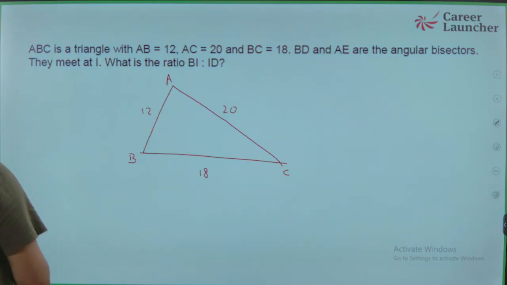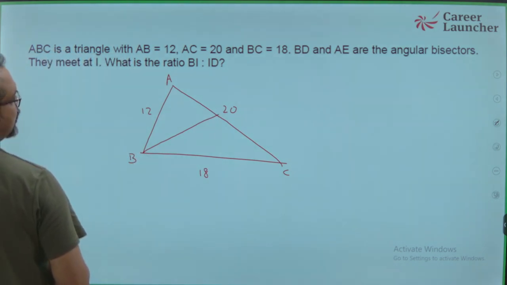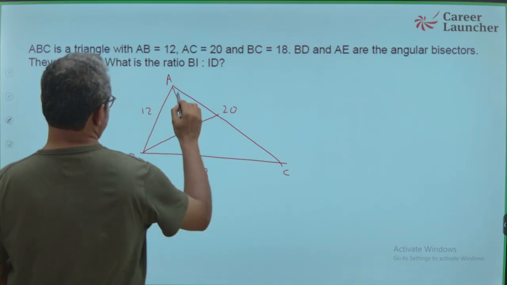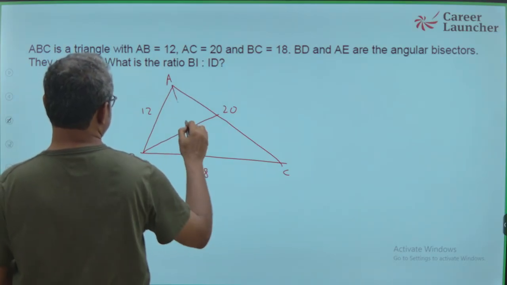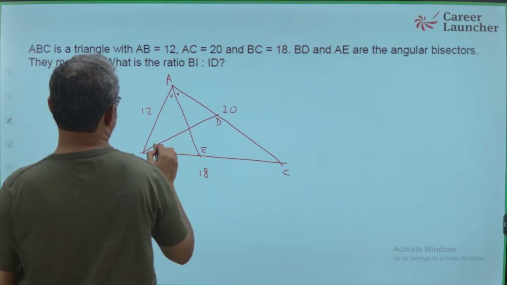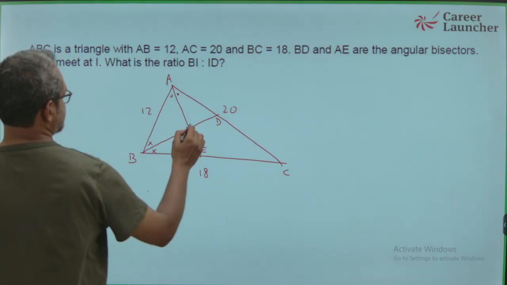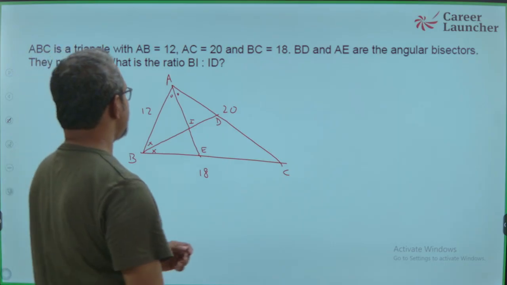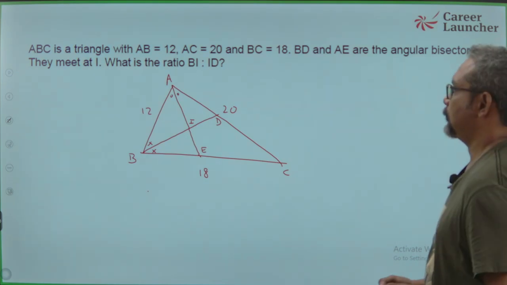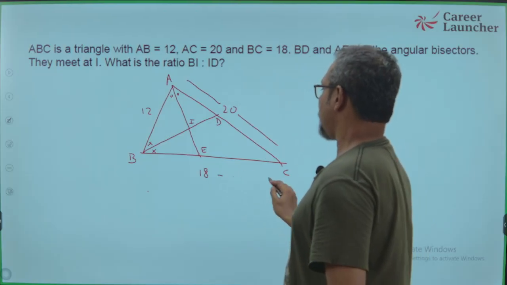BD is drawn as the angle bisector and AE is drawn as the angle bisector. They meet at I. So you have to figure out what BI is to ID. So what we can do, this is 20, this is 18.